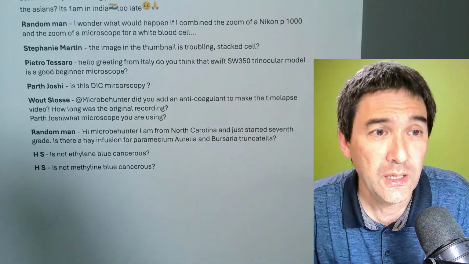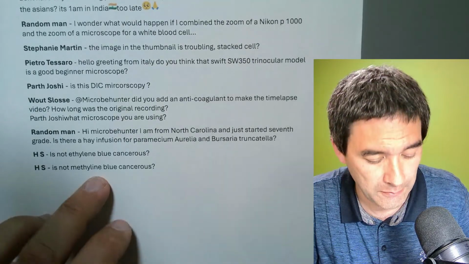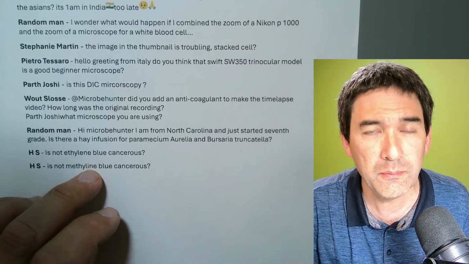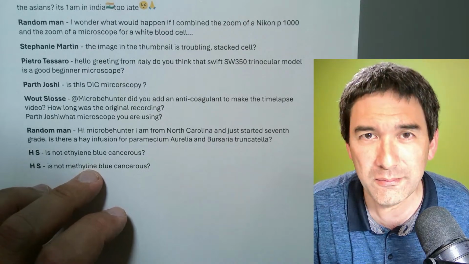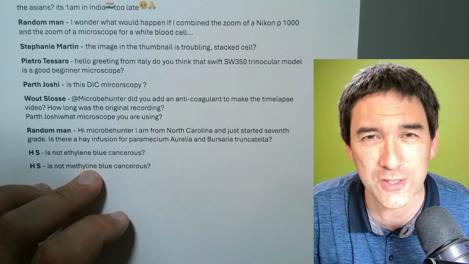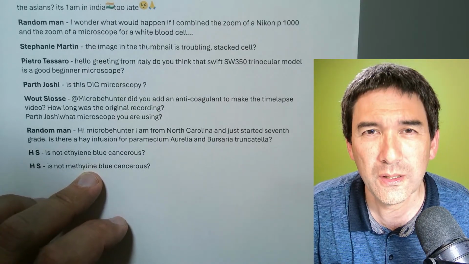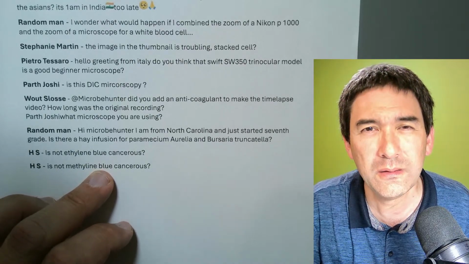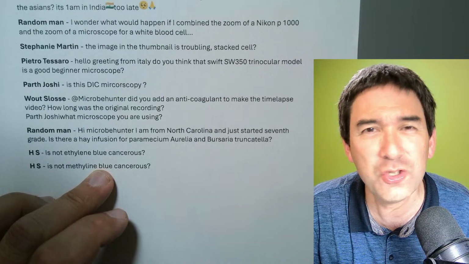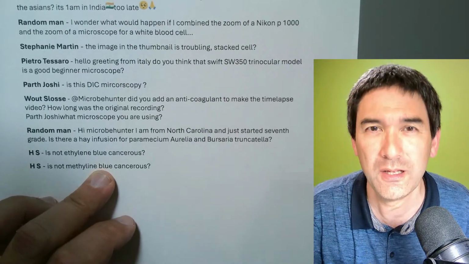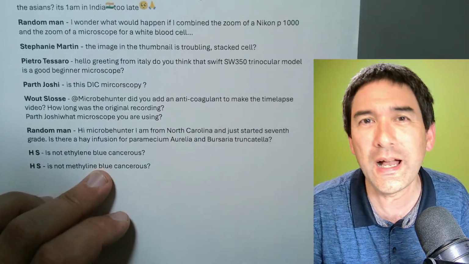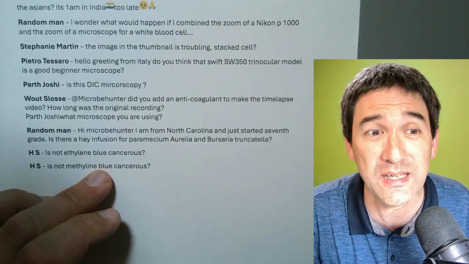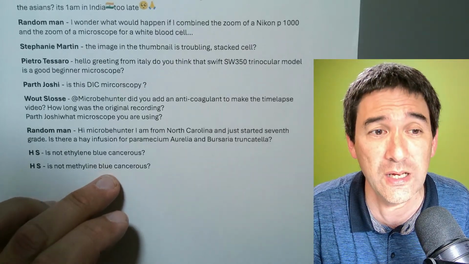Is not methylene blue cancerous? It's not cancerous. It has also been used, I think, for disinfecting purposes even. But maybe it should be said that no stain is healthy, because these are chemicals that react with your body and with the cells, so none of the stains is actually healthy.